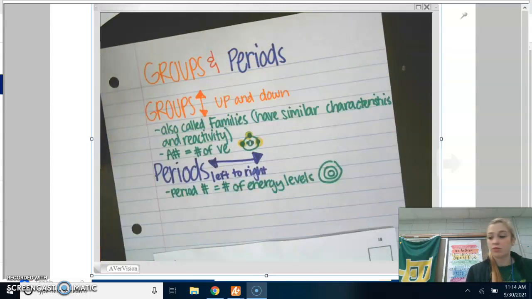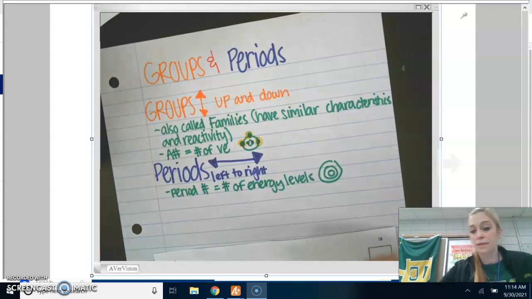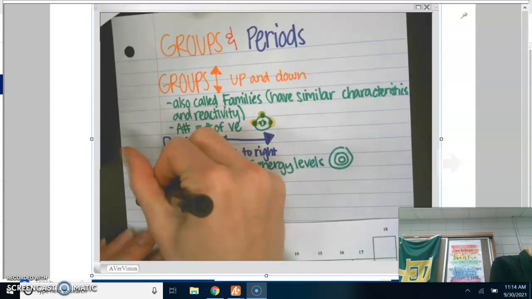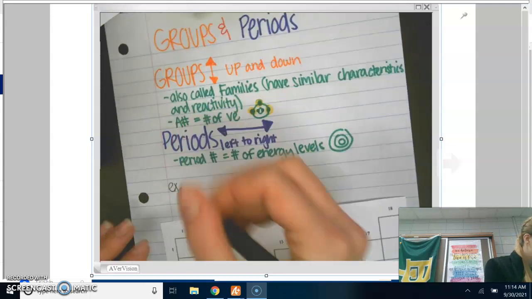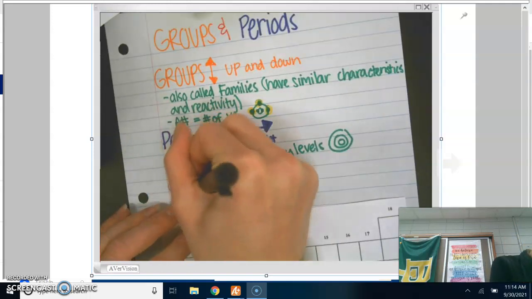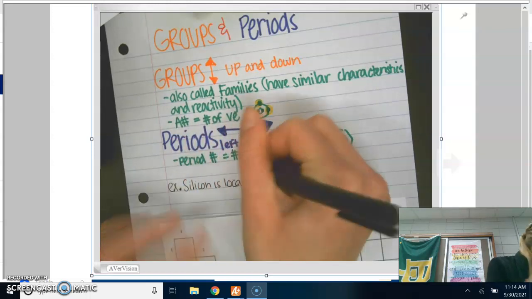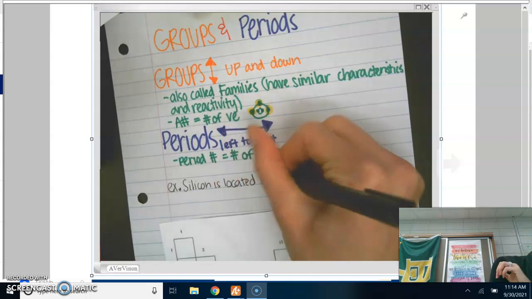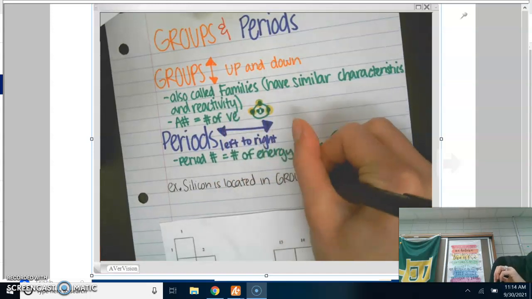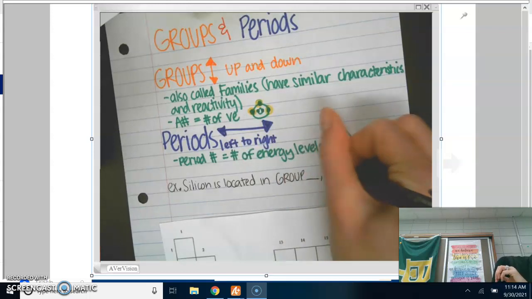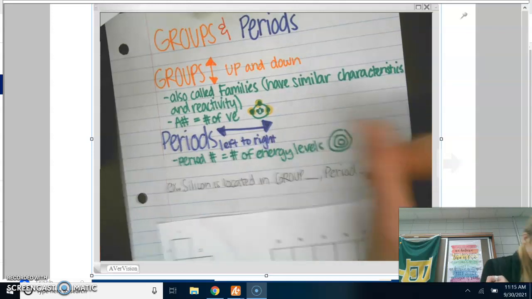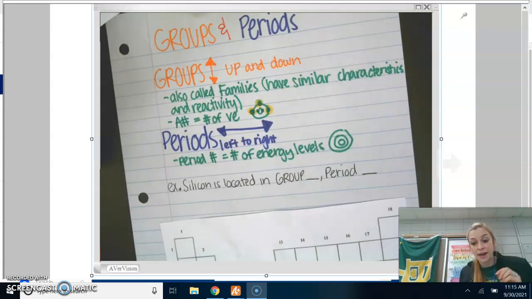So let's do a little example. Silicon is located in group blank, period blank. So you need to be able to find an element when you're given the group and period, or tell the group and period for an element. This is kind of like using coordinates to locate something.